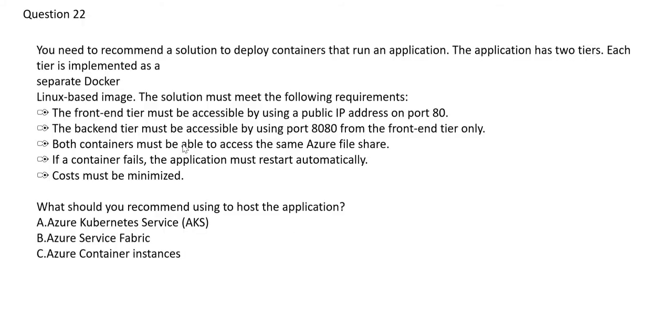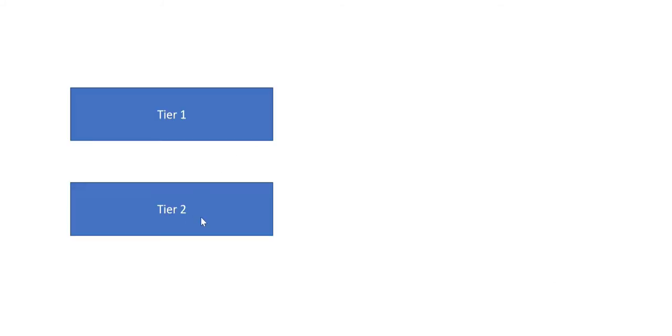The backend tier must be accessible through port 8080 from the front end tier only. See, this is very important. This backend tier might be anything. It can be an Azure function writing something to a database, or it can be a database also. So it has to be secure. Nobody should be able to access it directly. That's why the only way to access it is through tier 1.